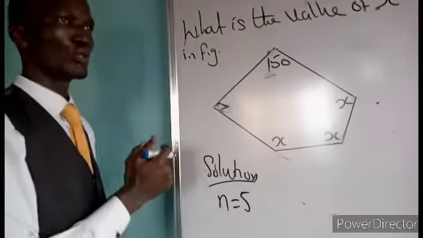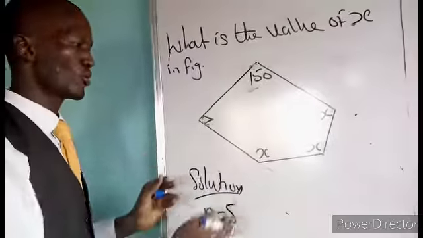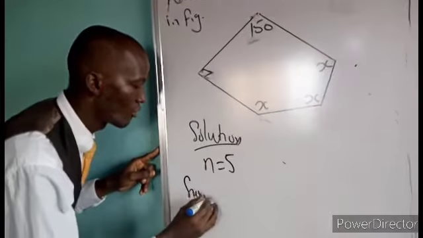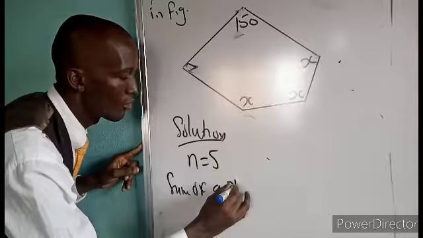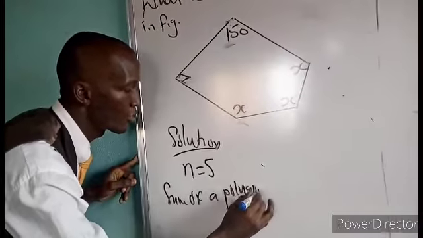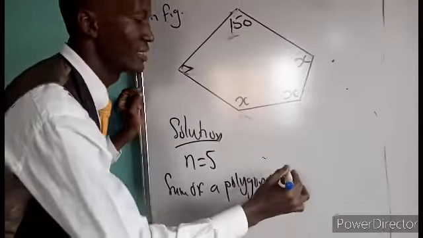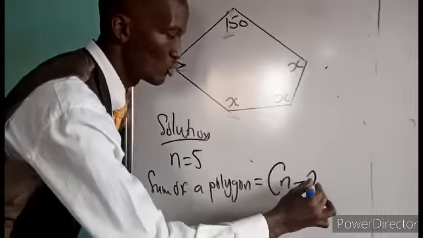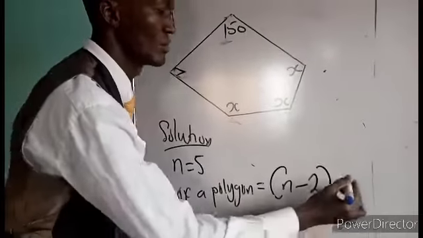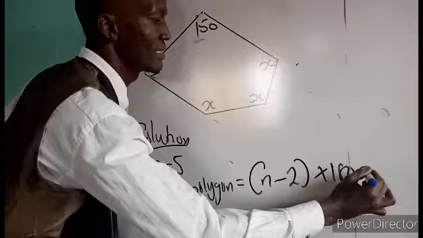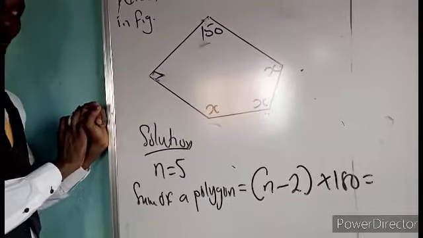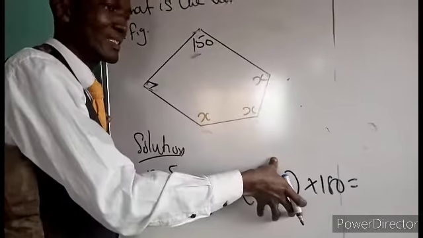Now, for us to get the degree, we're going to use the sum of interior angles of a polygon. The sum of a polygon is n minus 2, in brackets, times 180. That's the basic formula. Are you with me at all? So I need to inculcate this.